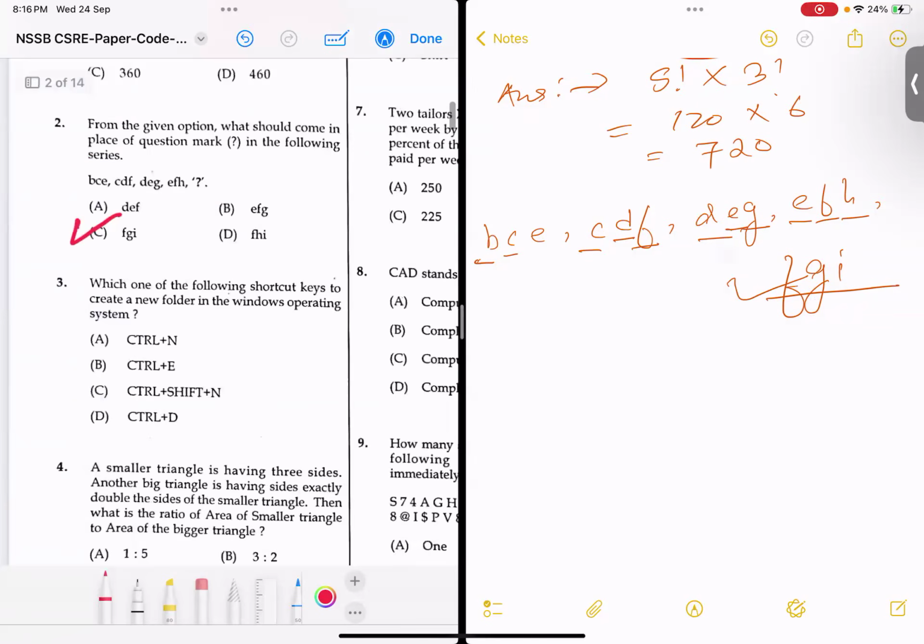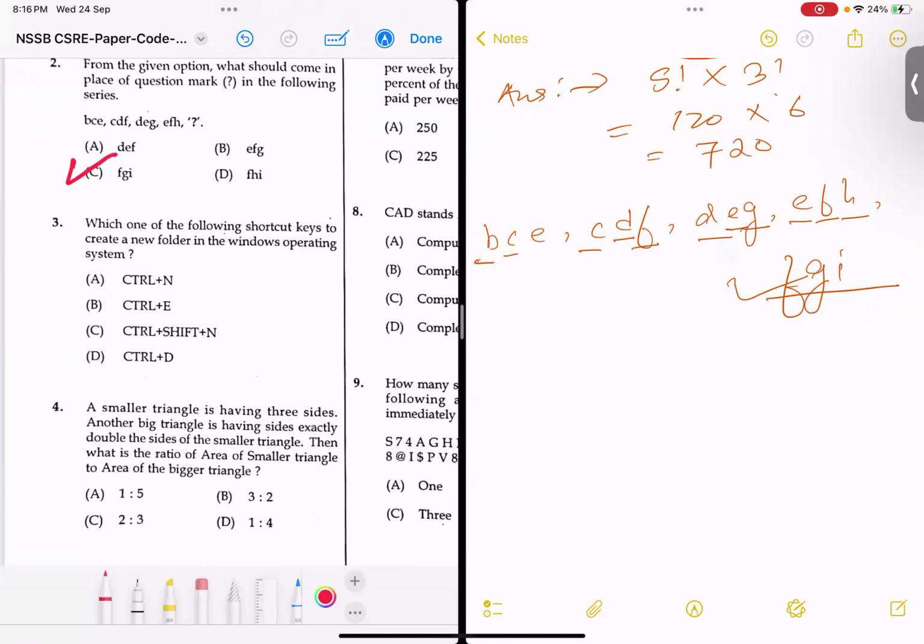Question number 3. Which one of the following shortcut keys is used to create a new folder in the Windows operating system? Now, four different options are given. You have to remember that some of these may be real shortcuts, and sometimes they will just give you random things. For example, Control D does not have any specific shortcut function. So we have to find the correct option which will create a new folder.